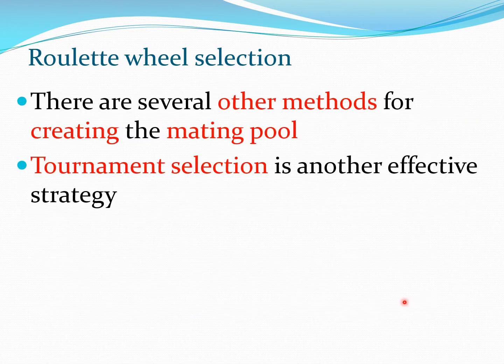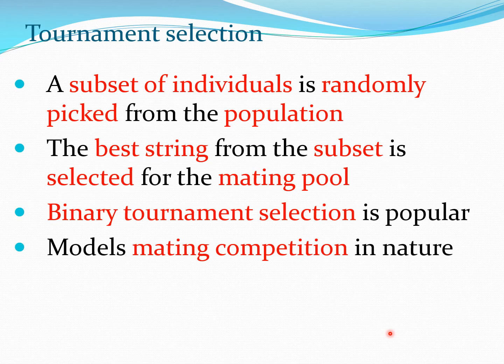So this was roulette wheel selection. Now besides that, several other methods have come up for selection of the mating pool. We are going to discuss tournament selection as a method, which is again quite popular. So in tournament selection, a subset of points is randomly picked from the population, and the best string from this subset is selected for the mating pool. Typically binary tournament selection is popular. And if you compare this with nature, this binary tournament selection does model mating competition in nature, where you will typically see a kind of competition between two specimens of a certain species to mate. So that's something we are trying to model here.